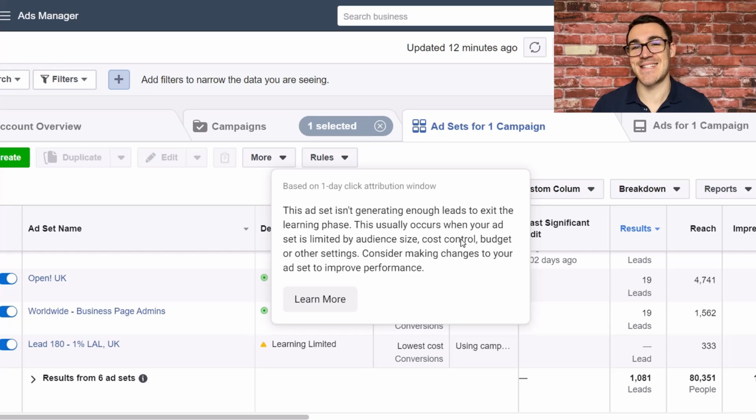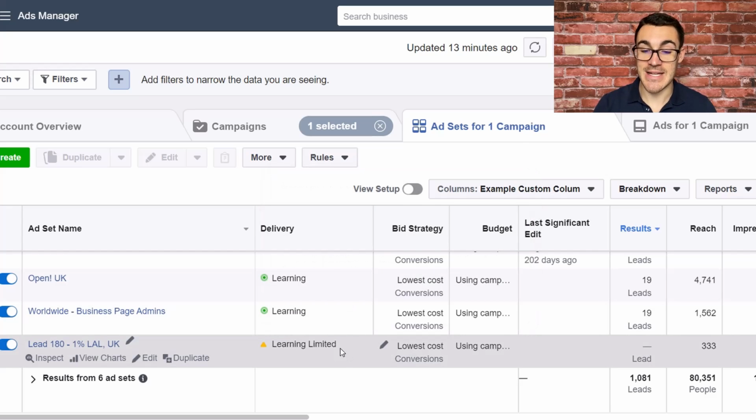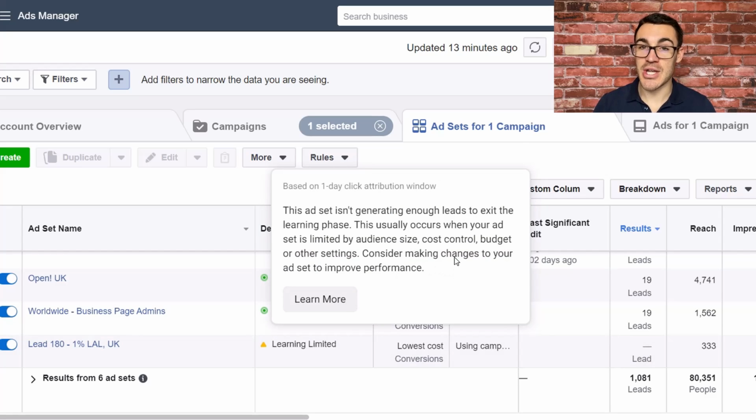The third and last thing I would recommend changing is budget. Now, I have a sneaky suspicion that Facebook introduced Learning Limited to help convince advertisers to spend more money on Facebook ads. Obviously, Facebook makes its money from its advertisers. Anything they can do to incentivize advertisers to spend more money is going to be beneficial to Facebook. So if they've worked out that across all their advertisers, if they can pop up this Learning Limited error message and say to people, consider changing your budget, they know that a certain percentage of people are going to increase their budget in order to get out of Learning Limited.